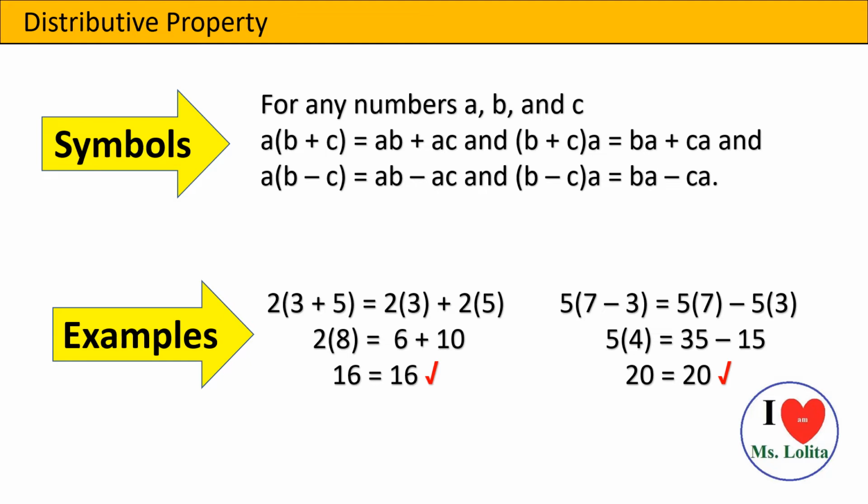Substituting them in the equation, it will give us 5 times 4 is equal to 35 minus 15. 5 times 4 is 20 and 35 minus 15 is 20. So, they are correct.